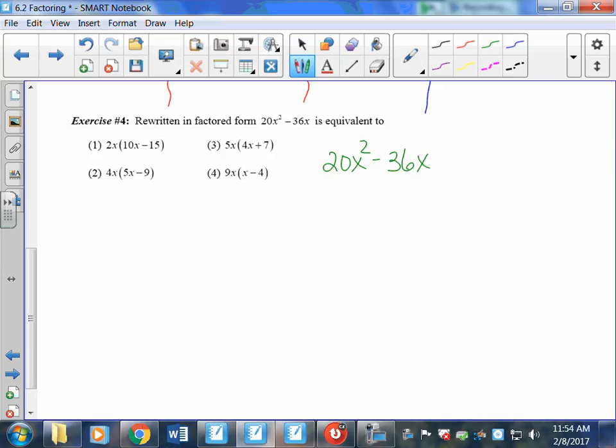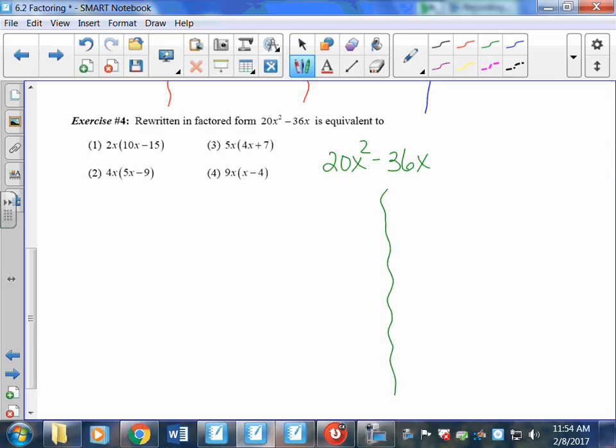Let's see, what goes into 20 and 36? Well, you might think to yourself, 2 goes in, but there is a larger number that goes in, and the larger number happens to be 4. And we're going to take a look at this in 2 ways.